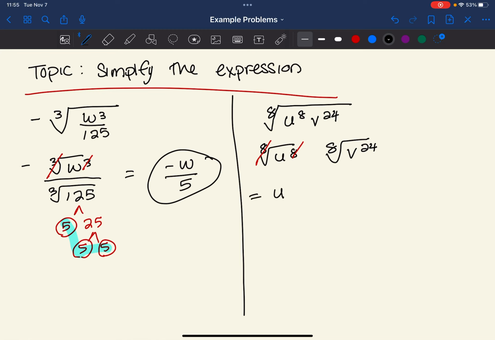Looking at our other radical, we have the 8th root of v to the 24. We could do this two ways. We could write v 24 times and circle groups of 8, or we could ask how many times 8 goes into 24. Well, 8 goes into 24 exactly 3 times with nothing left over. If it goes in 3 times with nothing left over, that means our radical is gone and we are left with 3 v's that we write as v cubed. So this would be our answer, u times v cubed.